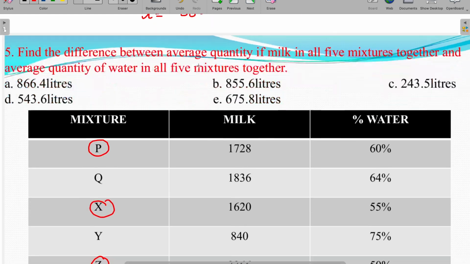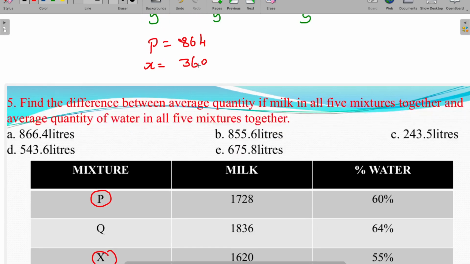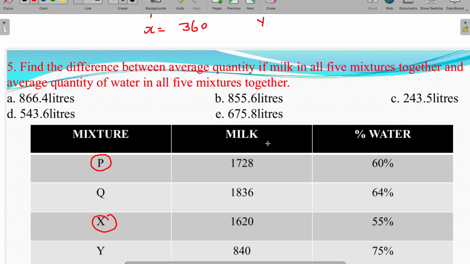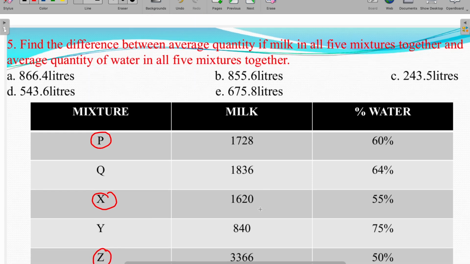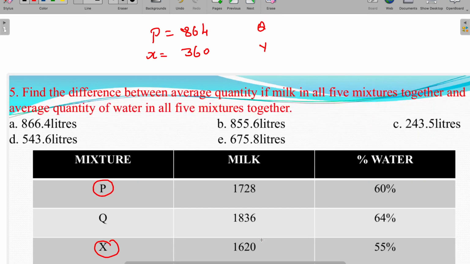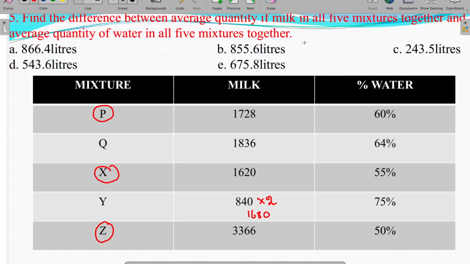And there is no difference for Z, and Q and Y only you have to find out. Q and Y you already know. Sorry, Y value you already know. That will be 1:3. One part is equal to 840. Difference will be 2, it will be 1680. So the Y value I also know, 1680. Now only the Q value we have to find out.